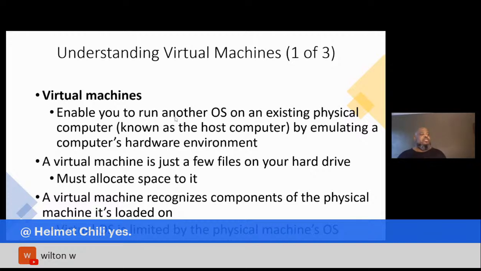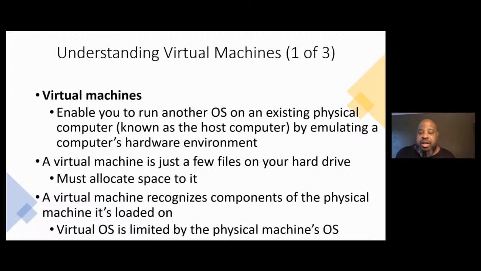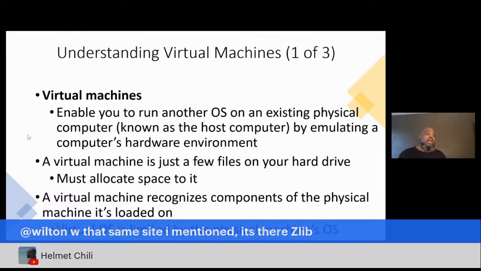Virtual machines: you run an OS on another OS on an existing physical computer, known as the host computer, by emulating computer hardware, like we just talked about. So somebody's got to build the host bare metal system. Then we're going to run guest OSs on that host system. So that's the base: whoever is building the host system, from bare metal.